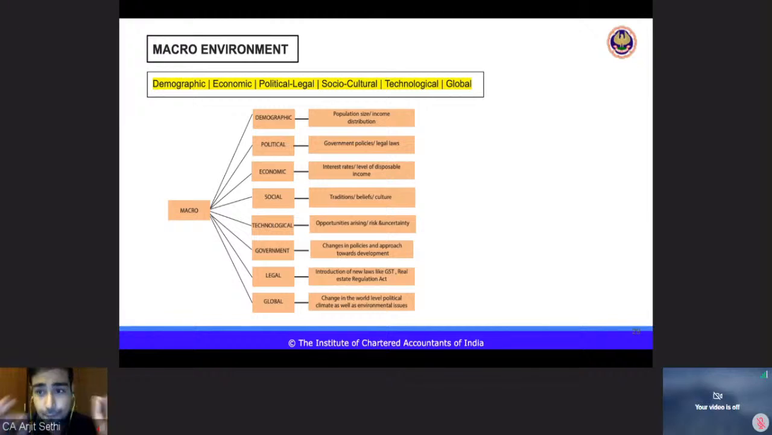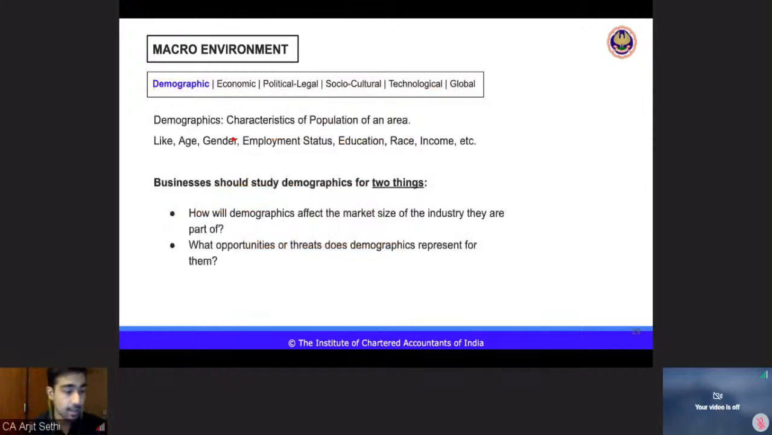So the different components of the macro environment are demographic, economic, political and legal, social, cultural, technological, and global, right? We will be discussing each of those components in detail, with not many questions. What are we talking about? We are talking about the macro environment, right? Okay. Let us quickly start with understanding what is demographic.